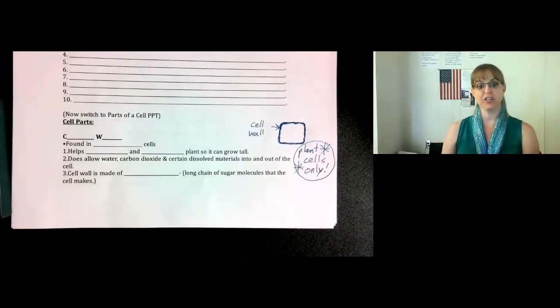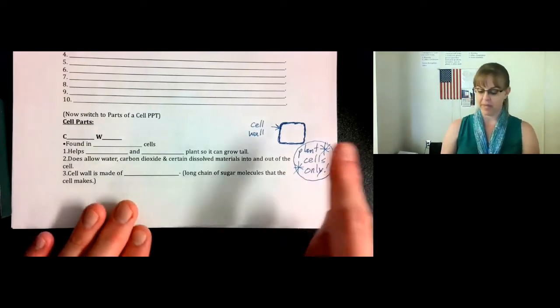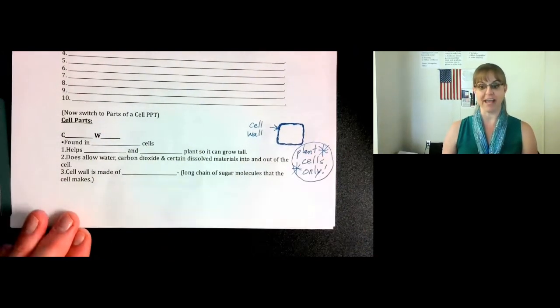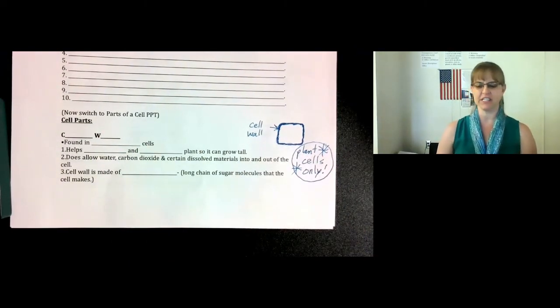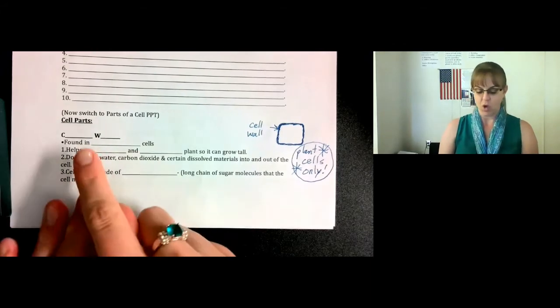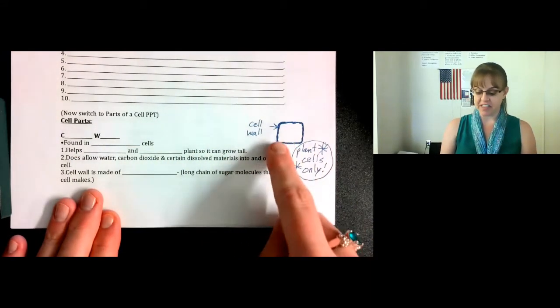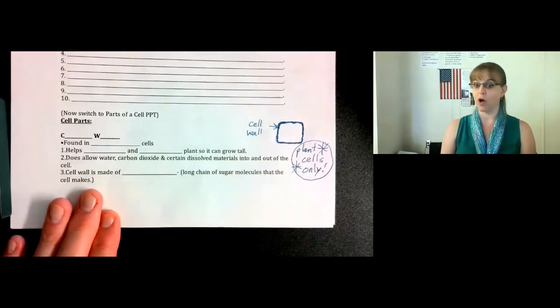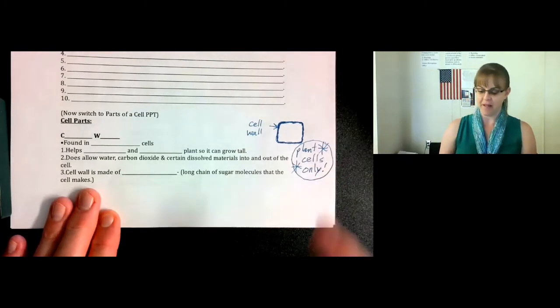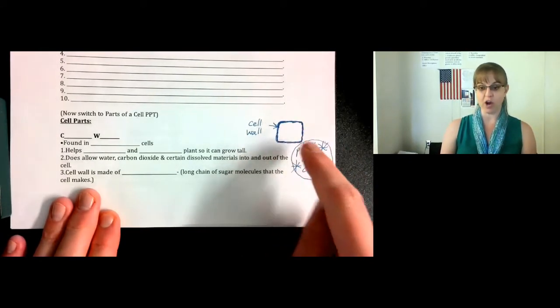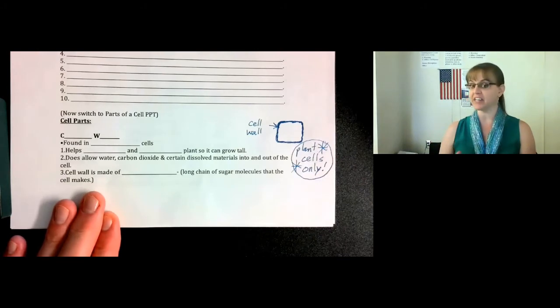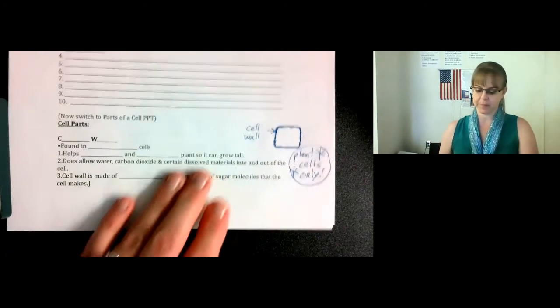Now switch to the Parts of a Cell PowerPoint. Remember, be sure to draw and sketch each cell part out to the side. So I want to show you the easiest way to draw those. When you sketch a cell wall, it's a thick wall around plant cells only. That's why I've drawn a square plant cell, but not a round animal cell. Animal cells don't have a cell wall.